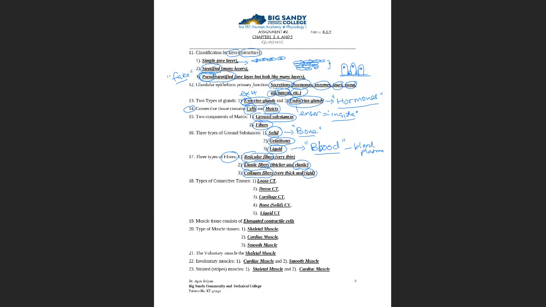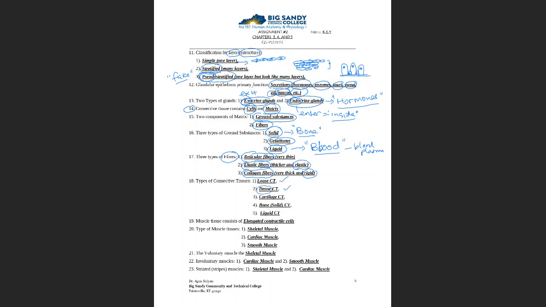Now, the division of connective tissue: there are 5 of them. The first one is called the loose connective tissue. It means that the fiber is loose. Maybe sometimes there is no fiber. Sometimes there are fibers, but the fibers are very rare. It's not that many in that connective tissue. Therefore, it's called loose.